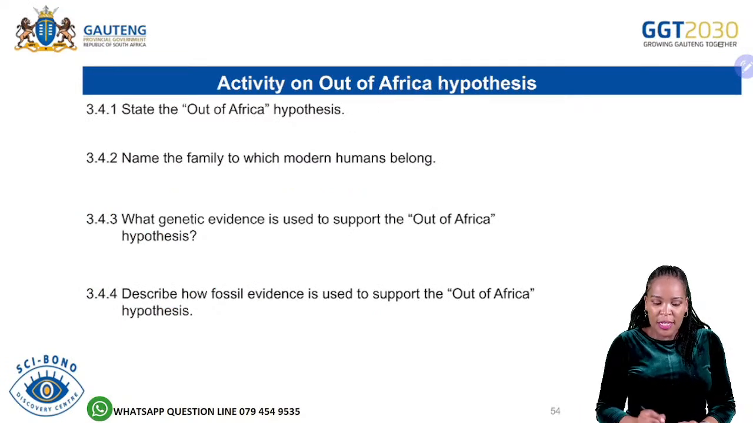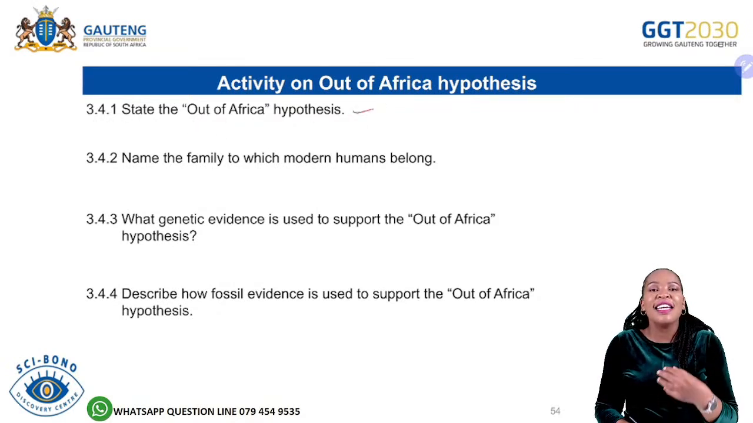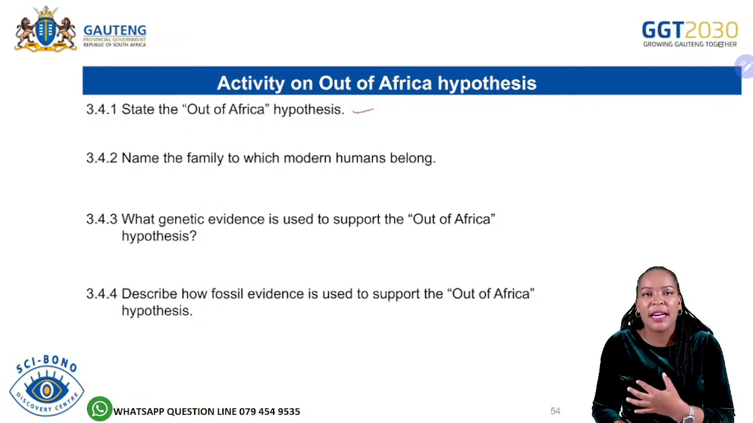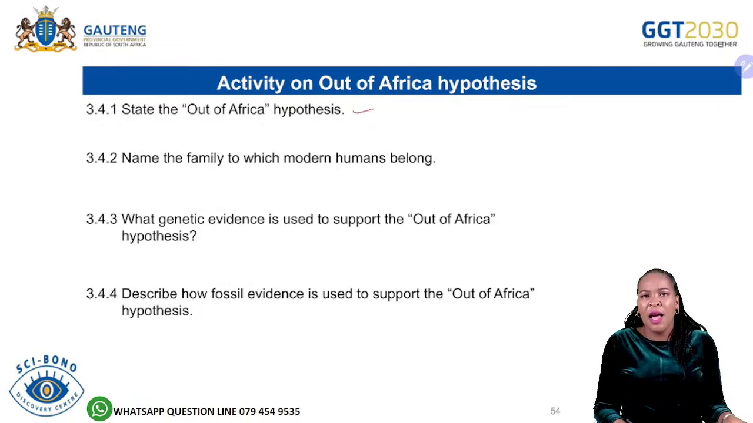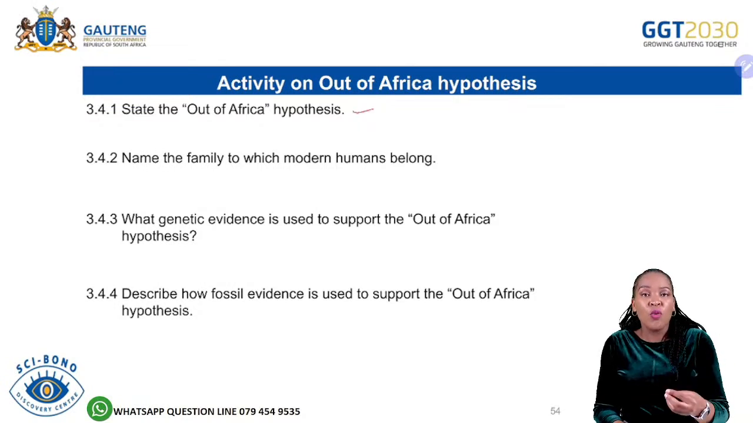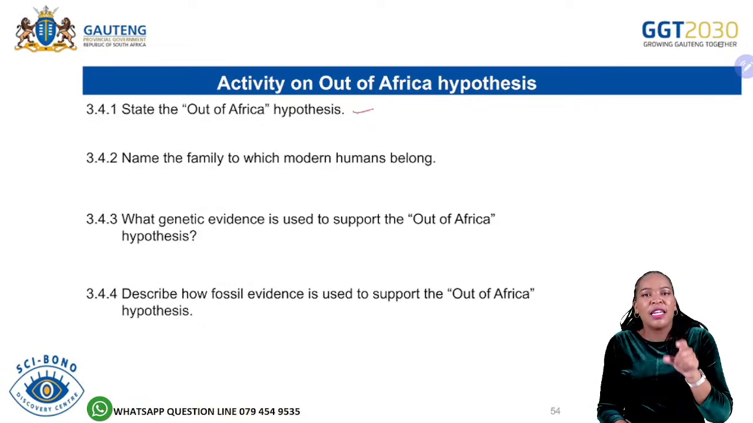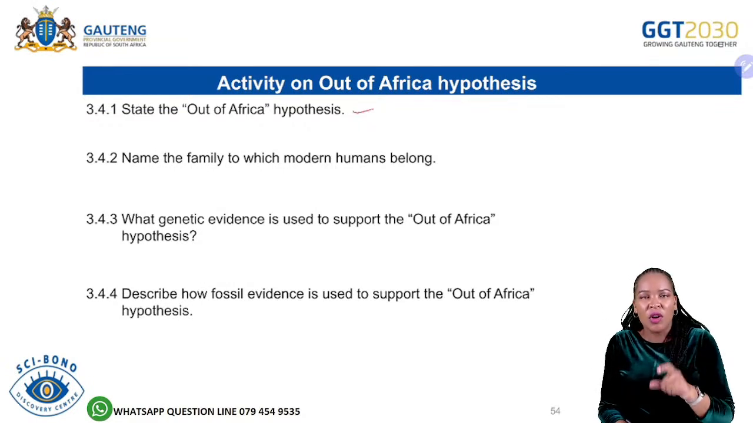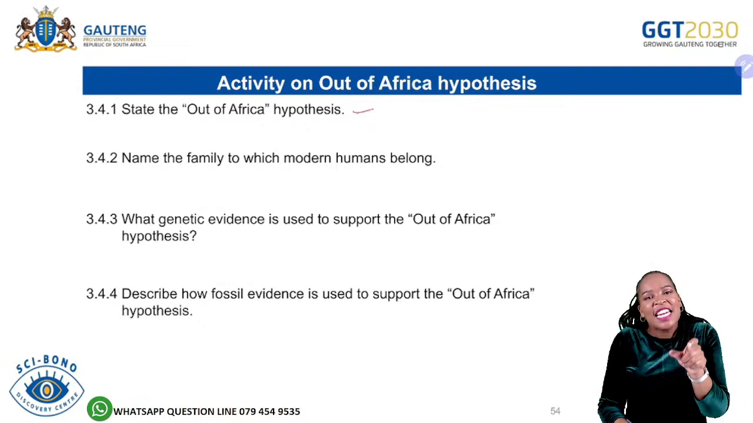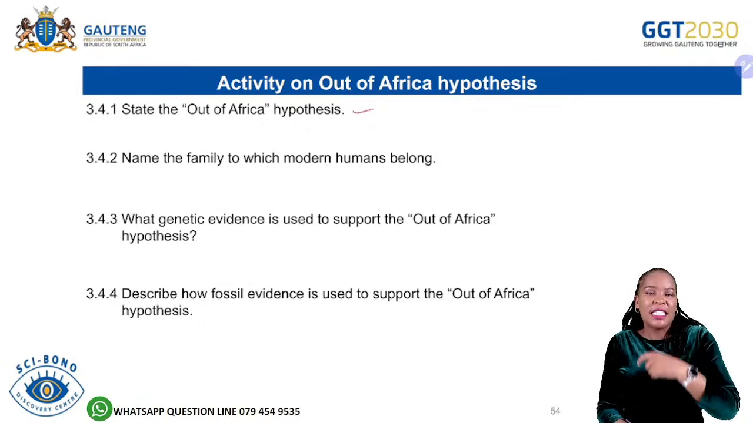Then this activity also says, state the out of Africa hypothesis. You state it like it is stated in the exam guideline. We know that sometimes you like to use your way to understand. Sometimes you may lose marks by trying to explain something in your own words. You lose specific terms that are supposed to be there. If there's a definition in the exam guideline, use it as it is so that you are able to collect all the marks without losing the meaning or the essence of that definition.